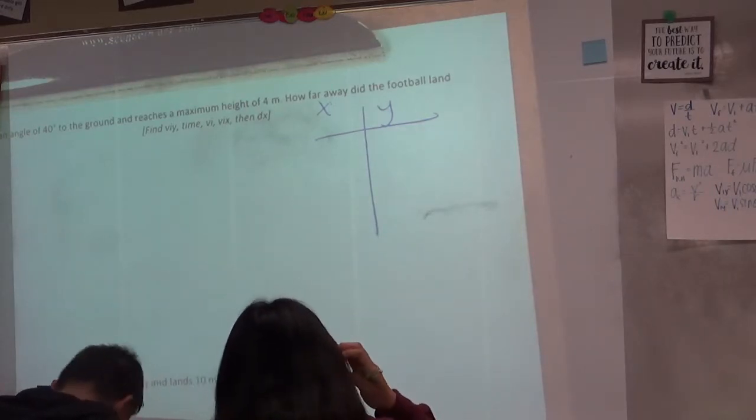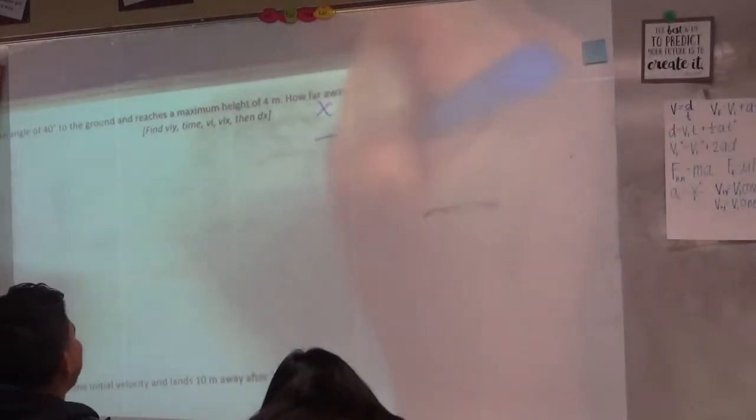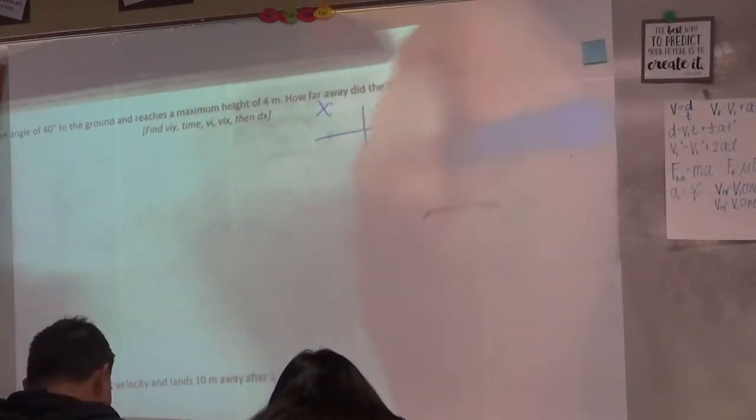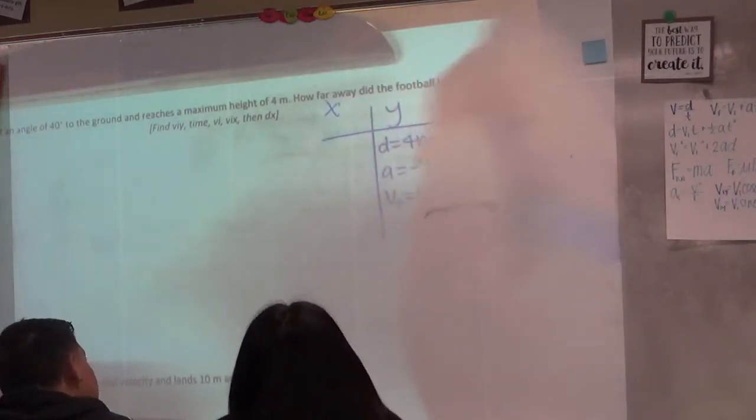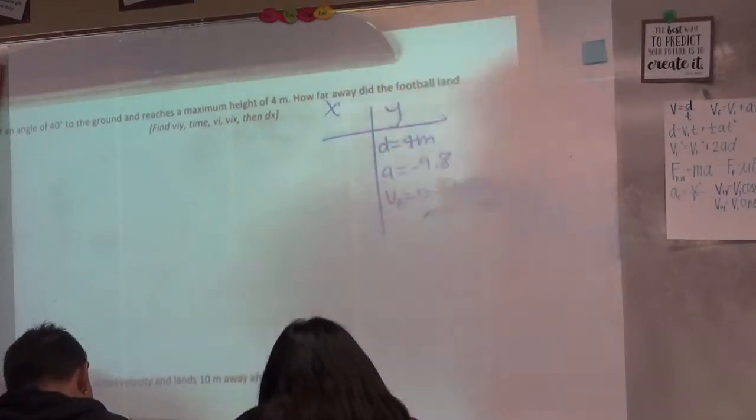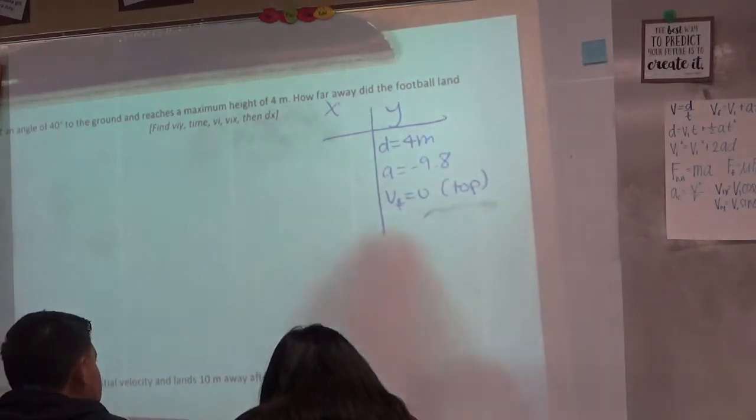Alright, these 4 meters, where'd that go? That's the Y distance, good, and I know acceleration. A lot of you put VF is 0 at the top, that's good, that is always true. Let's think through, is that useful here?